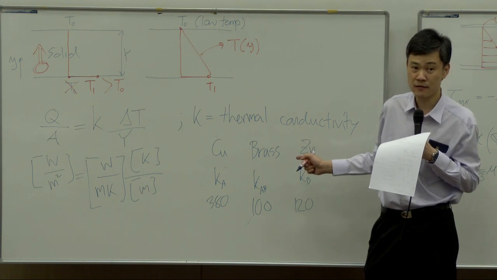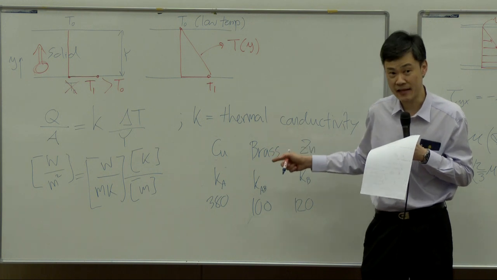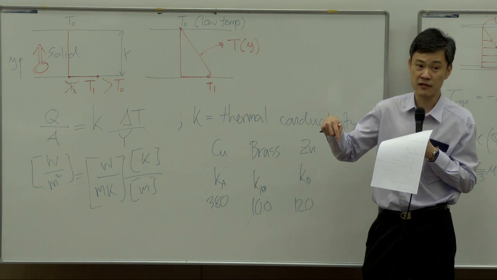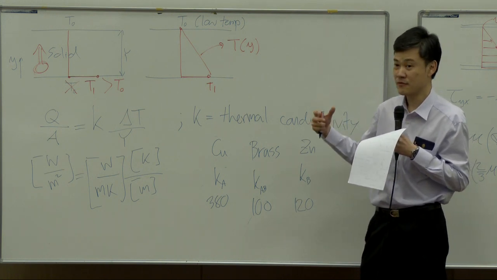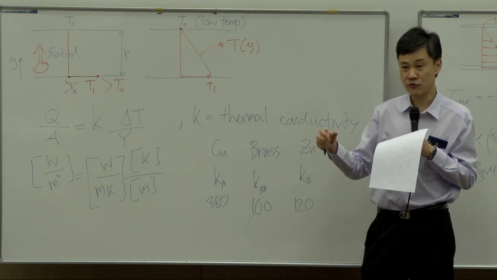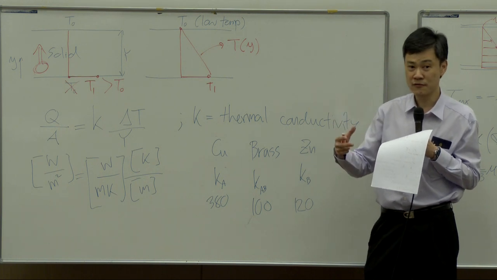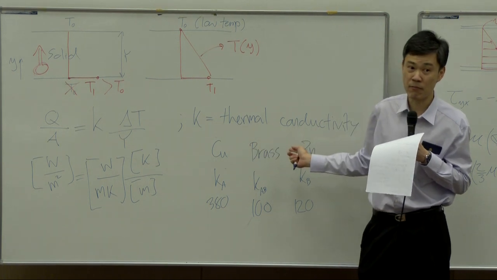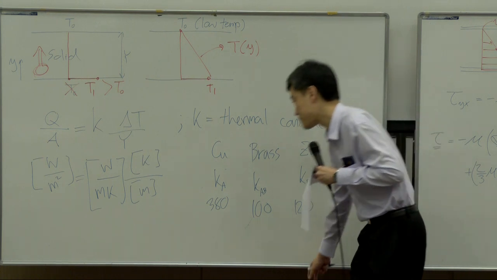Why? Because when you form brass, there'll be a lot of grains inside. A lot of grains mean lower conductivities. Okay? So when you try to design a heat exchanger and choose the material of your tube or your wall or your shell, don't assume that the mixing rule for conductivity would apply. It does not. Okay?